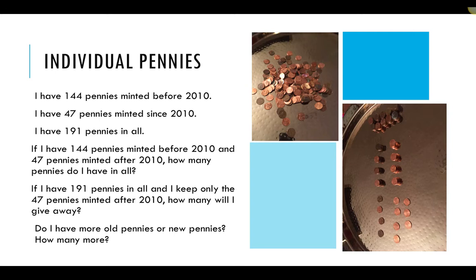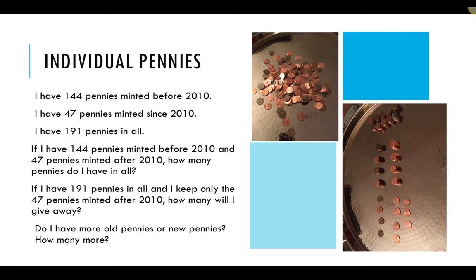Now, if I know the whole is 191 pennies and 47 pennies were minted after 2010, I could ask how many were minted before. If I want to keep the 47 pennies minted after, then how many will I give away? The ones I would give away would be the part that were minted before 2010.